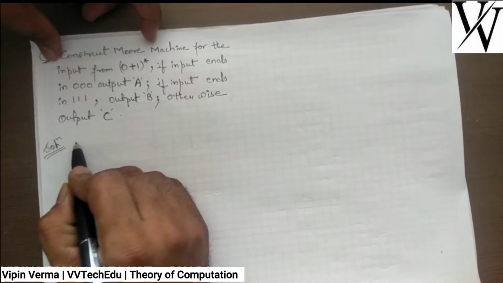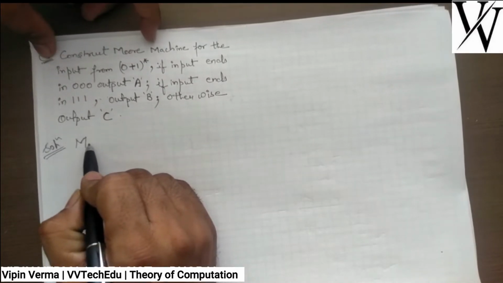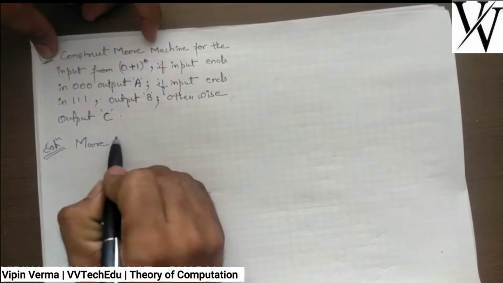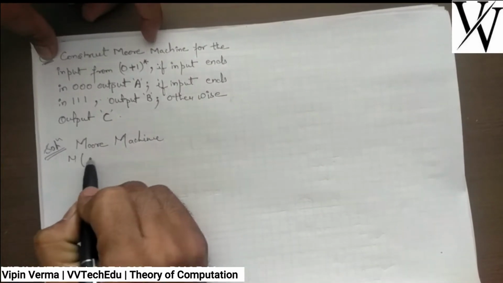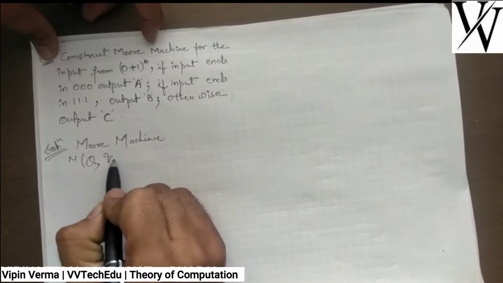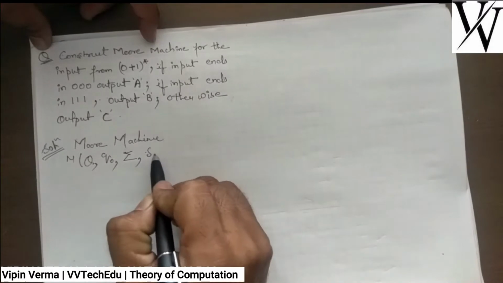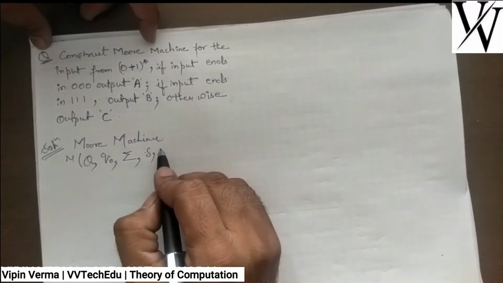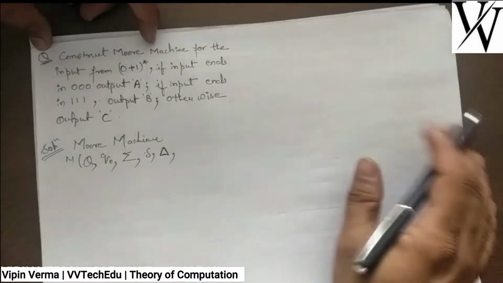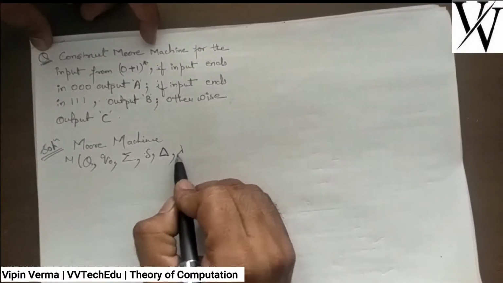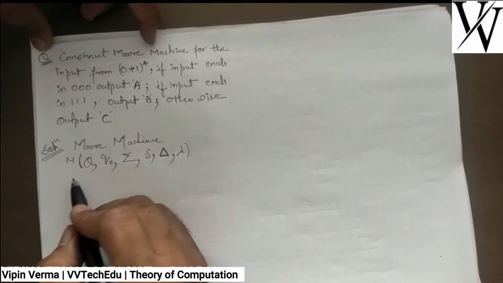So we can say you need to design a Mealy machine M just having the 6 tuples as Q, q0, input alphabets, transition function, then set of output alphabets and then the output function.